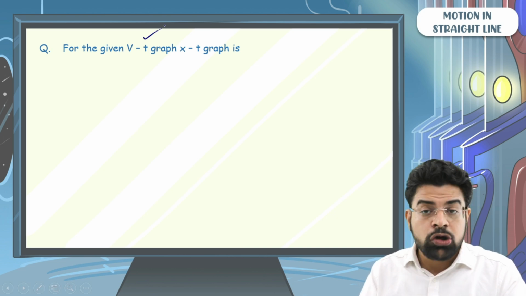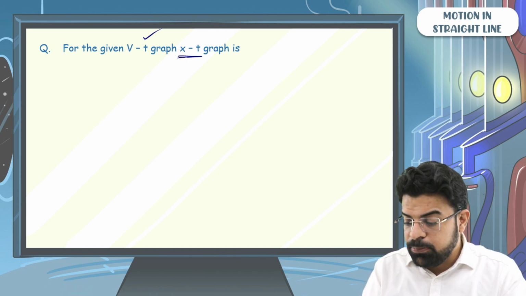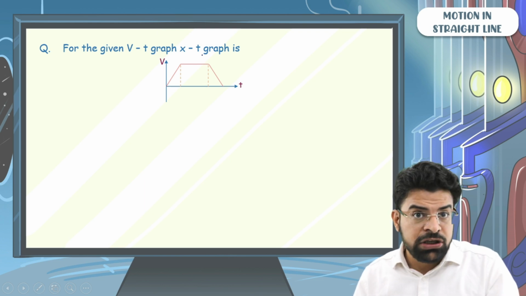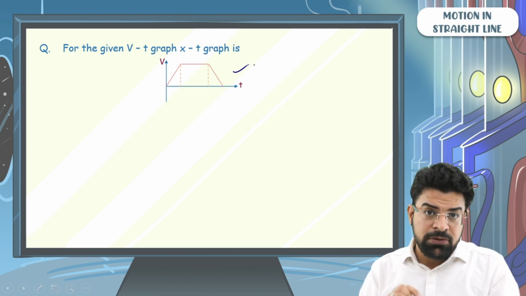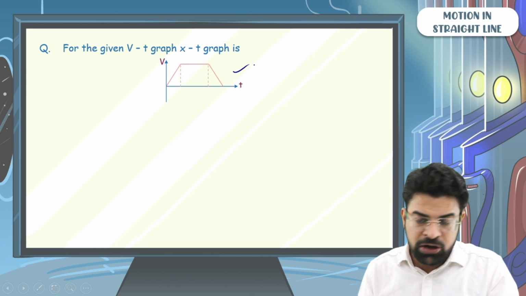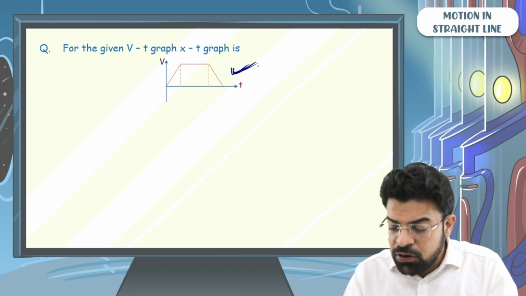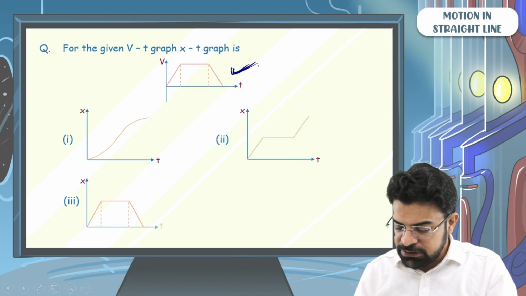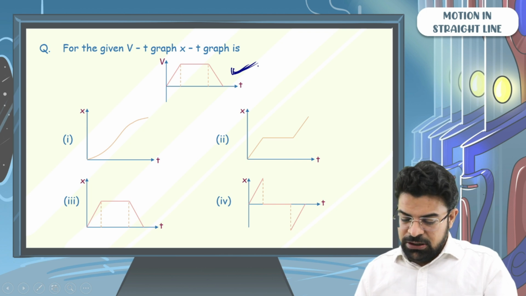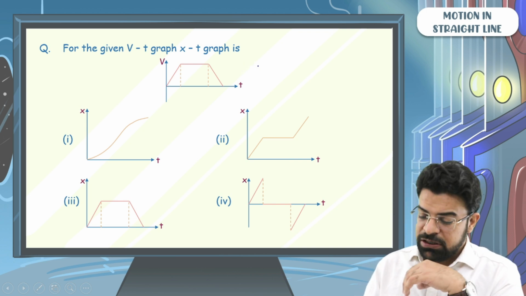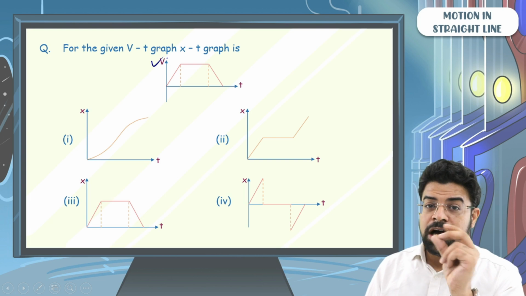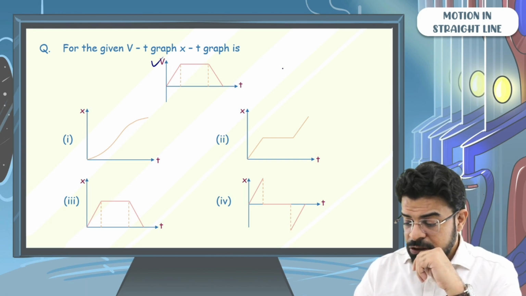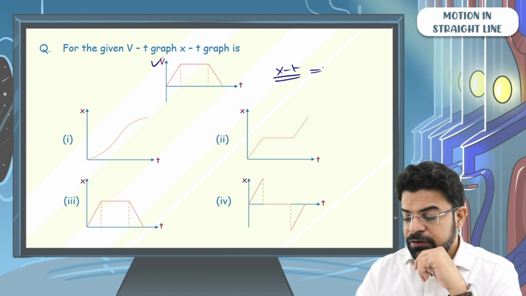For the given velocity time graph, draw the position time graph. For this same graph, in the last slide, we drew the acceleration time graph. Now we need to draw the position time graph. So these are the 4 options with us. Sir, what is given is velocity time graph, and what you are asking is position time graph. The slope of position time graph gives us velocity.